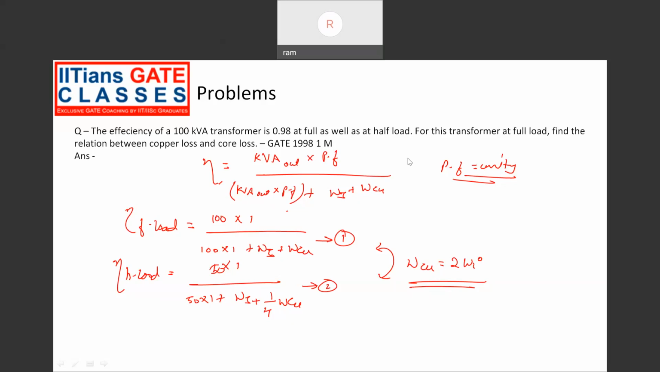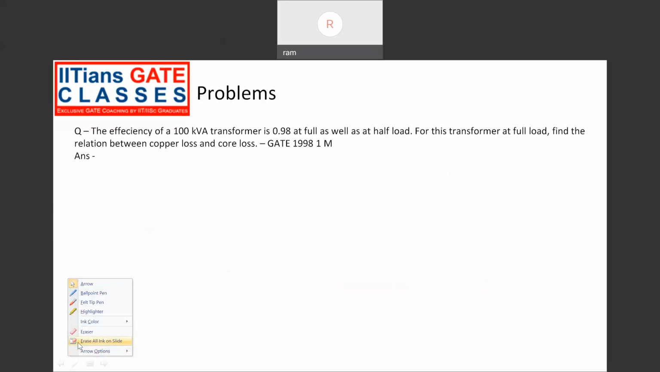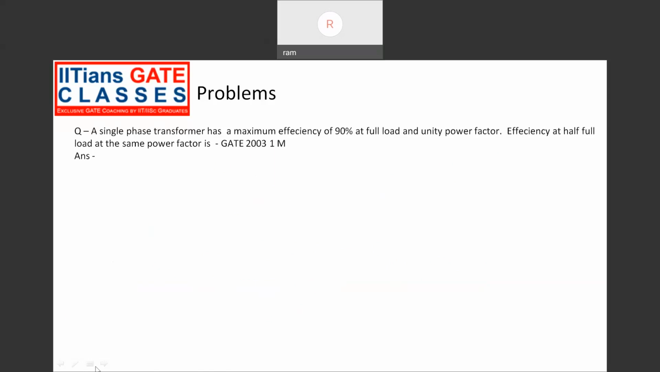Okay, we'll go to the next question. So here is a 2003 one mark question. A single phase transformer has a maximum efficiency of 90% at full load and unity power factor. Efficiency at half full load and same power factor is?